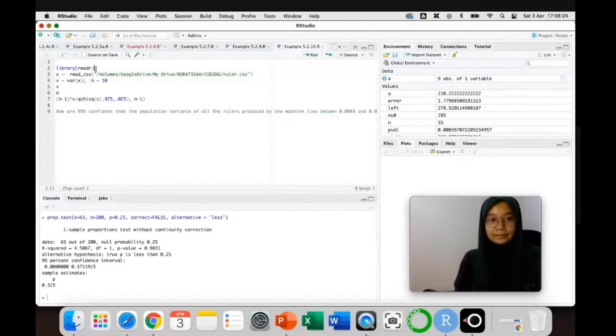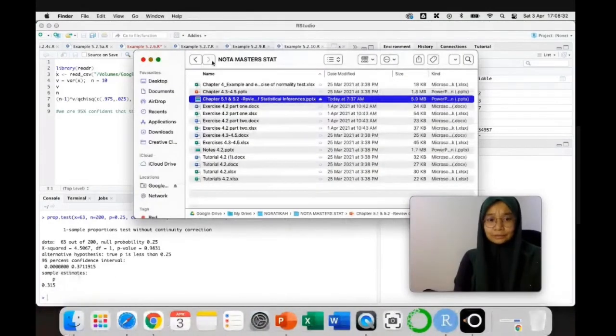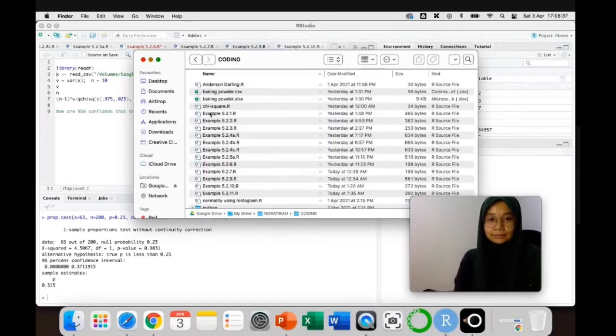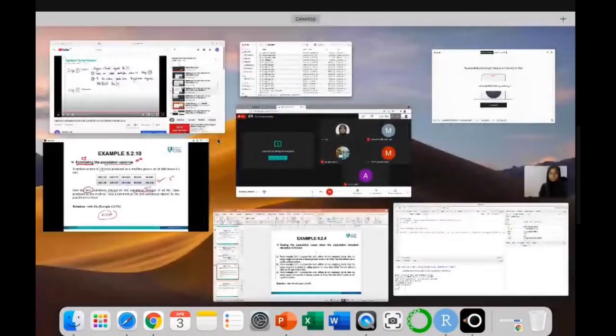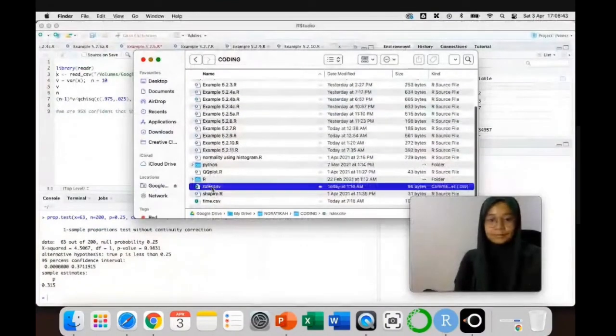Okay, library, read R. Saya guna data ruler tadi lah. Data tadi saya masukkan dalam Excel. Saya masukkan dalam data Excel, ruler. Ini data saya.